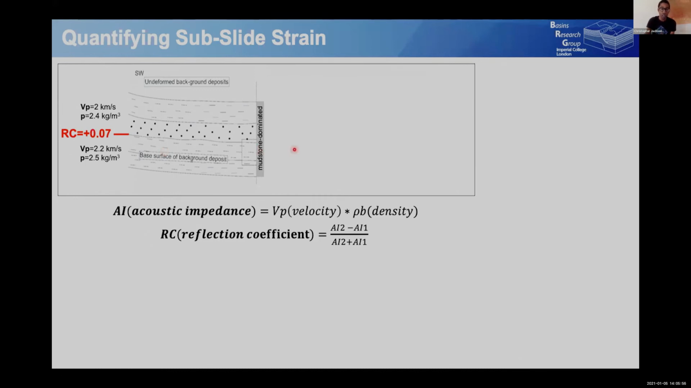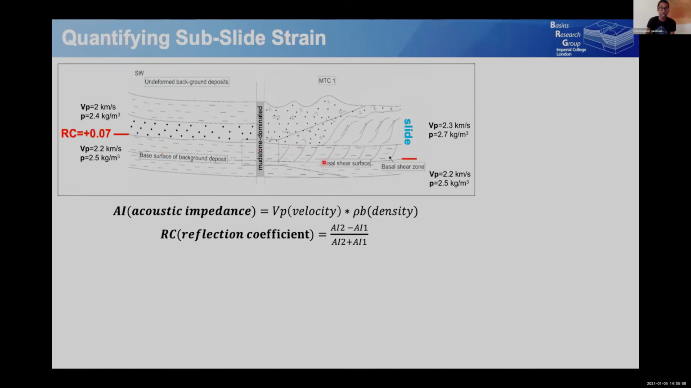But if we come along here to where there's an area where the same materials are overlain now by a highly sheared basal shear zone and a highly sheared body of a mass transport complex or slide, notice here the density and the velocity are higher than here in the undeformed section, but the lower materials are the same. We actually get a weak negative response.